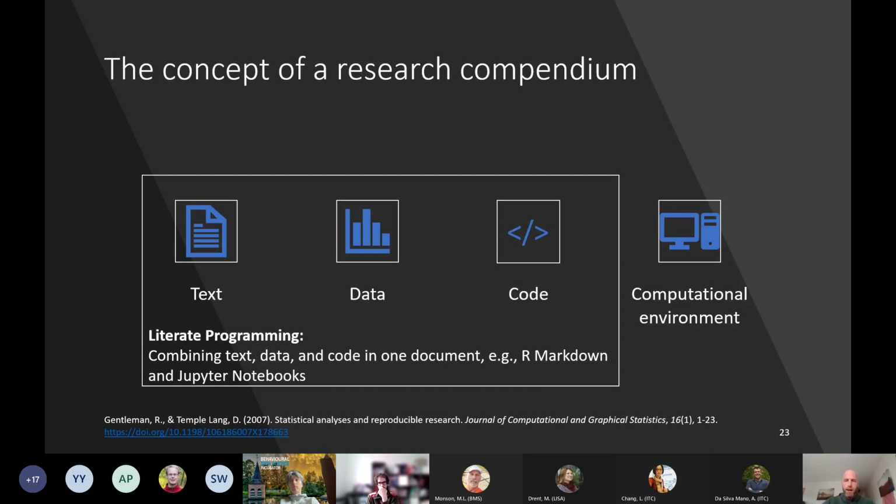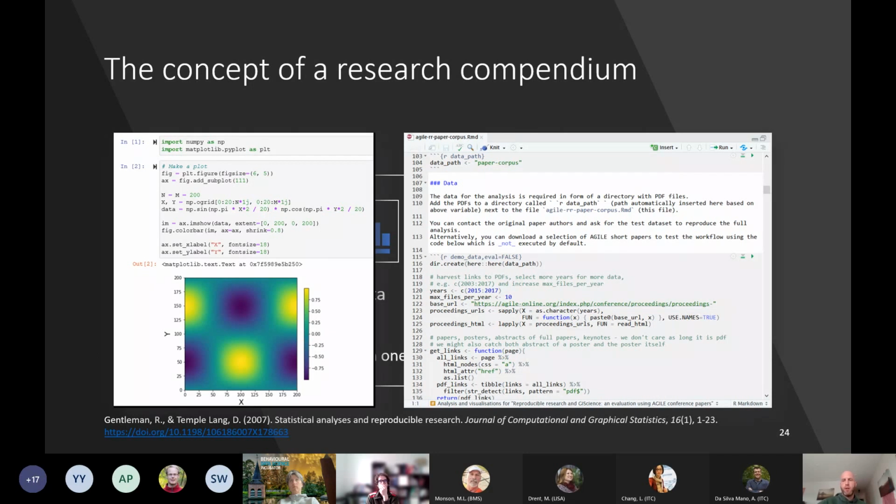Two famous examples are Jupyter notebooks for Python and R Markdown for the programming language R. For those who haven't worked with notebooks yet, this is how they look like. We have seen one example already on one of the previous slides. So this is a Jupyter notebook. This is R Markdown. This Jupyter notebook can be run in a Jupyter Lab environment, for example.